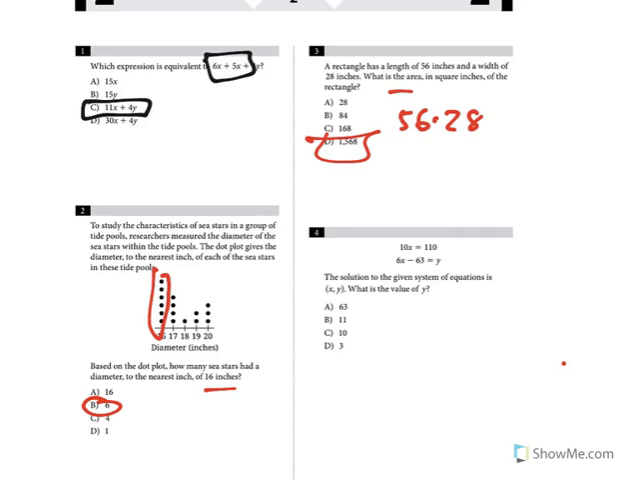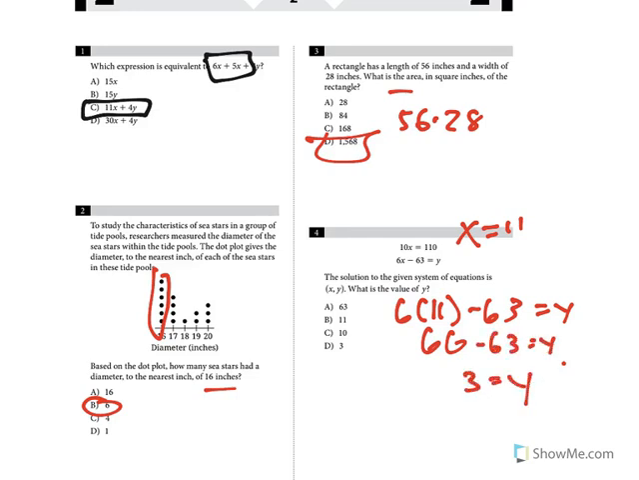For number 4, I divide both sides by 10. I get x equals 11. So 6x is 6 times 11 minus 63, equals y. Right, so we get y is equal to 3. The question is asking us the value of y, so we'll take 3.